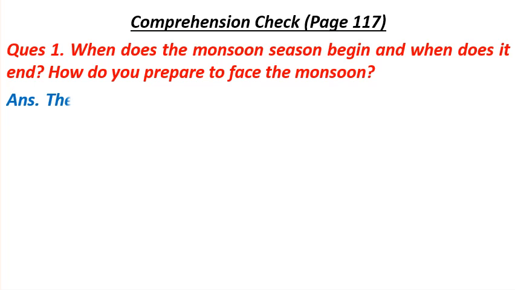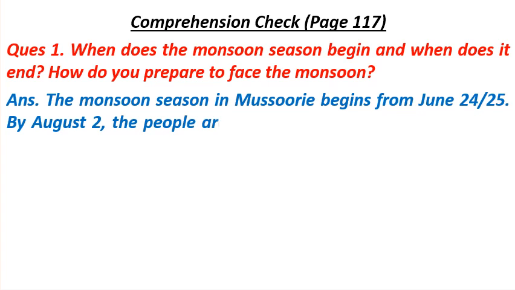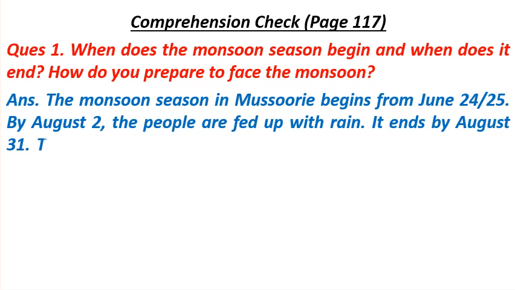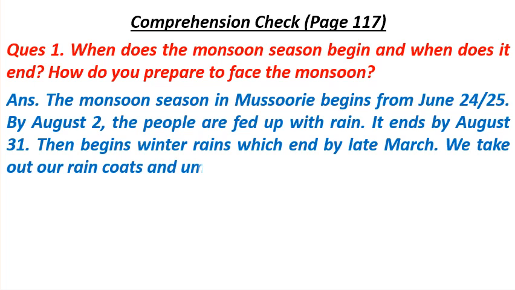The answer of the question is, the monsoon season in Missouri begins from June 24 or 25. By August 2, the people are fed up with the rain. It ends by August 31st. Then begins winter rains, which end by late March. We take out our raincoats and umbrellas to face the monsoon.